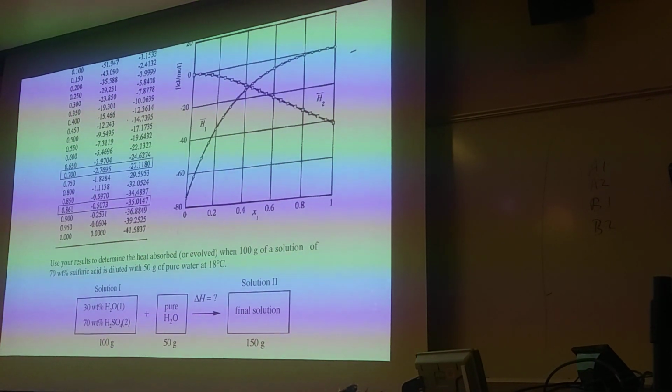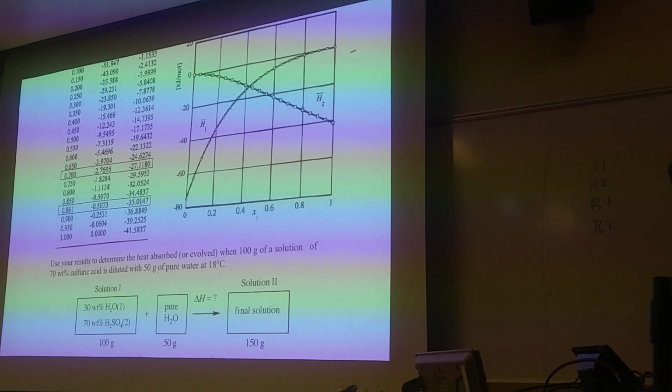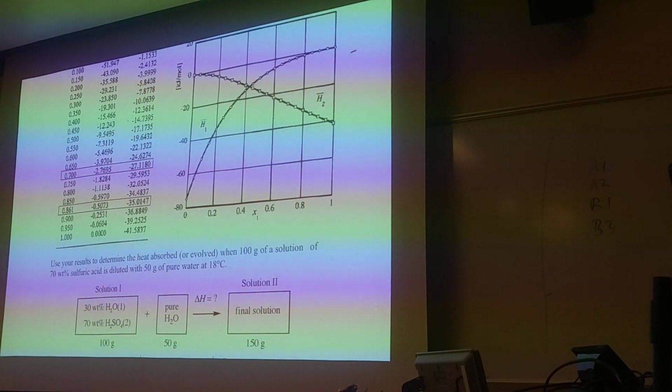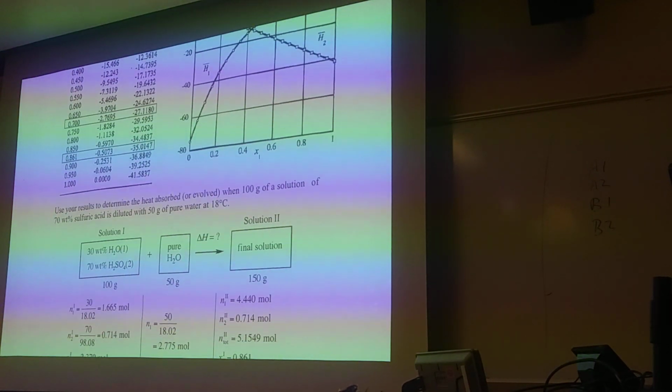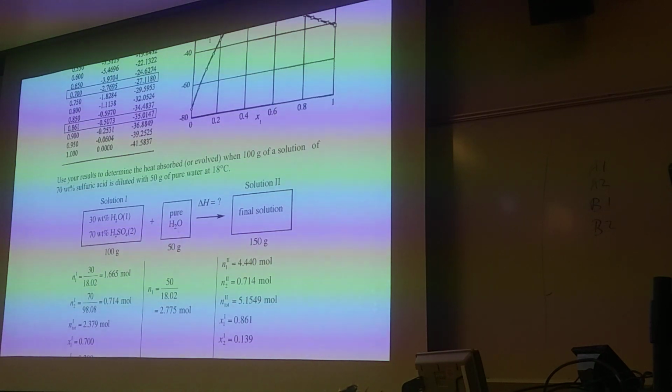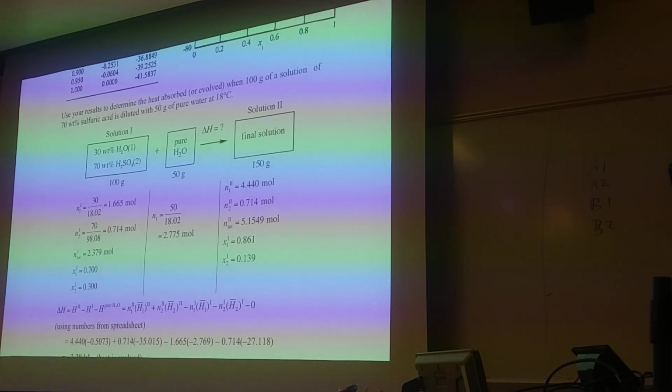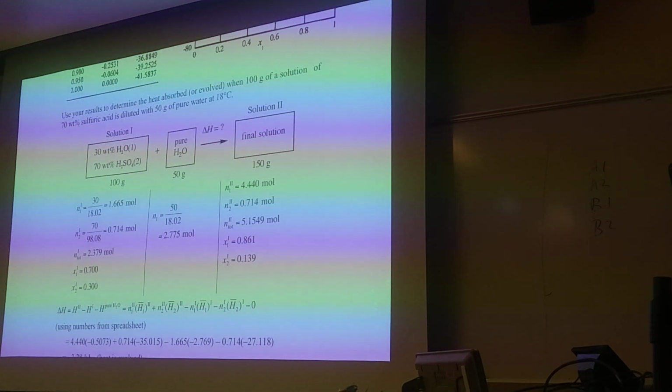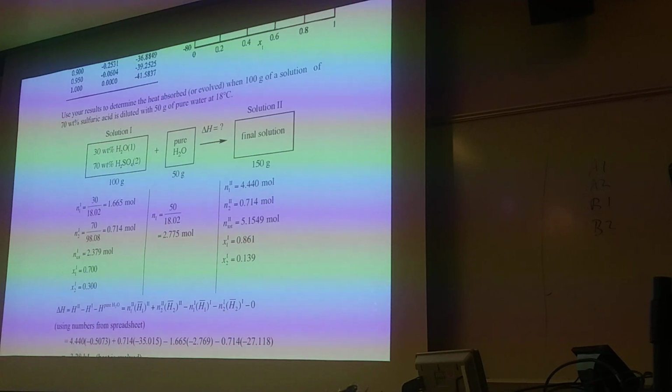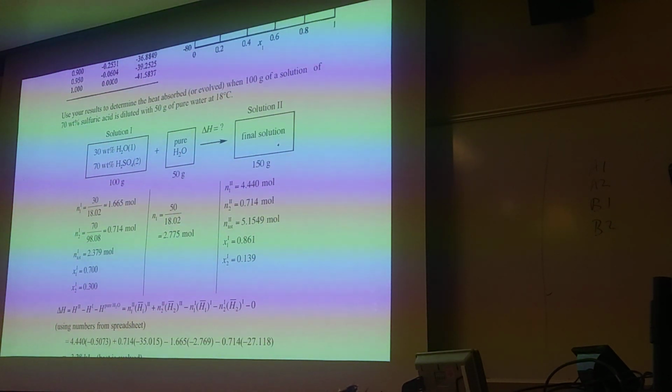You're asked then here to use the results to determine the heat absorbed or evolved when 100 grams of solution of 71% sulfuric acid is diluted with 50 grams of pure water. So we've got just a little bit of stoichiometric calculations to do to put this in terms of mole fractions. But what I've got here is solution 1, 38% water, 78% sulfuric acid, and here's my pure water. I'm going to mix those to get a final solution.